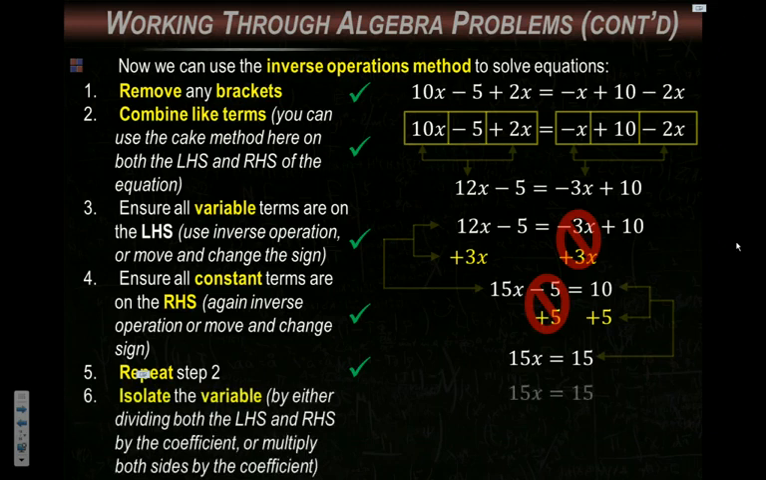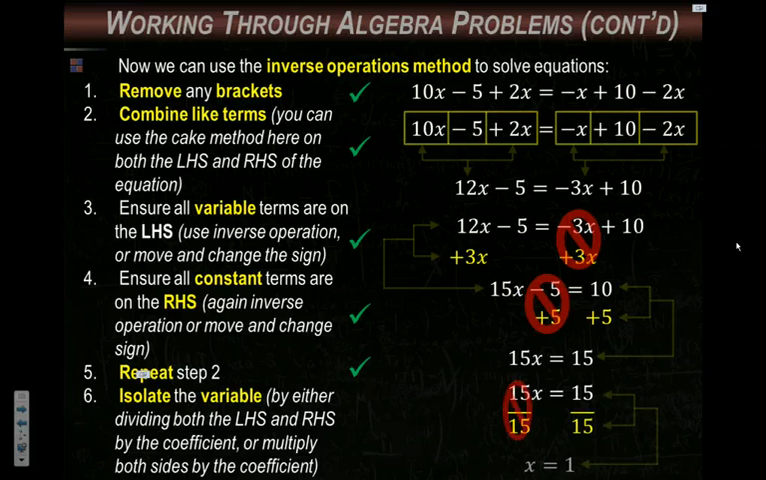Step 6, isolate the variable. I isolate it by either dividing by the coefficient or multiplying by the coefficient. More commonly, you're going to do dividing. Okay? And I'm left with x equals 15 divided by 15, 1. And I'm done. You've seen it from me now for a week.